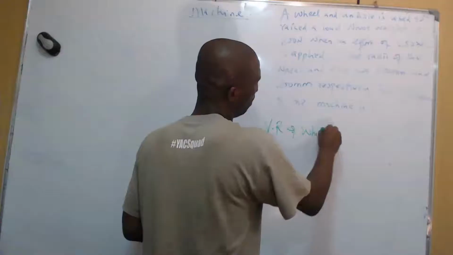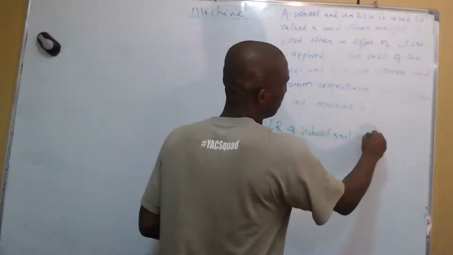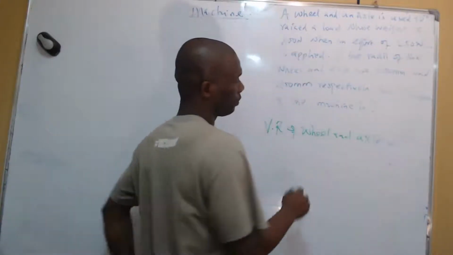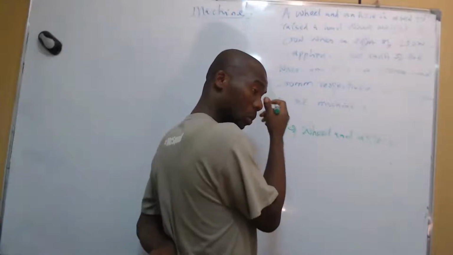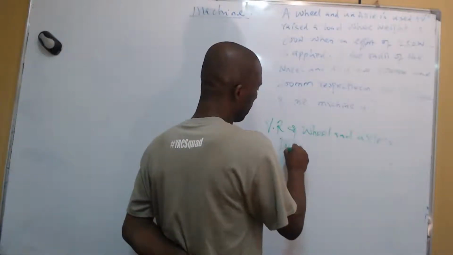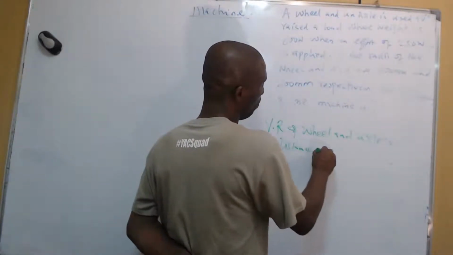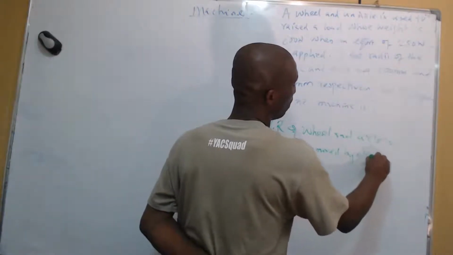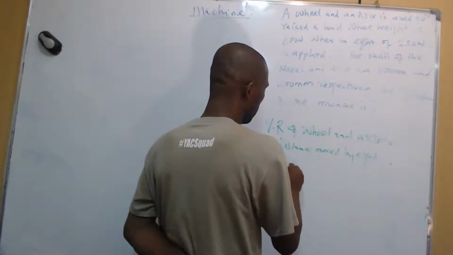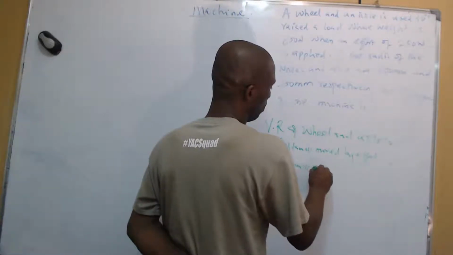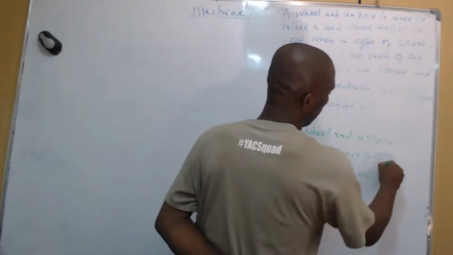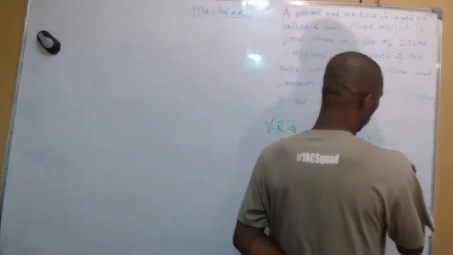Now let us start. We are going to do small conversions here. VR of an axle is equal to the distance moved by effort over the distance moved by load.